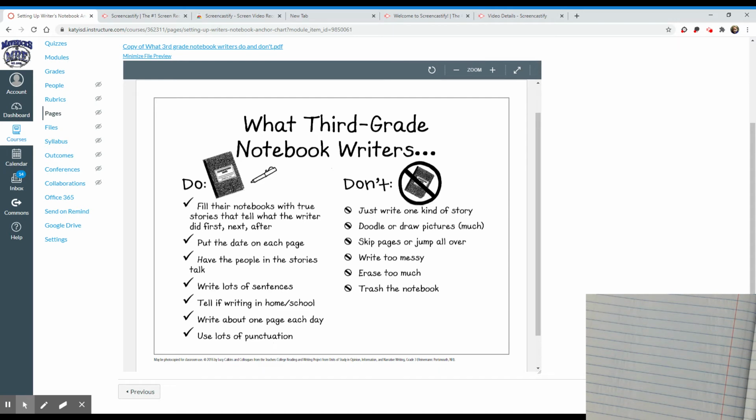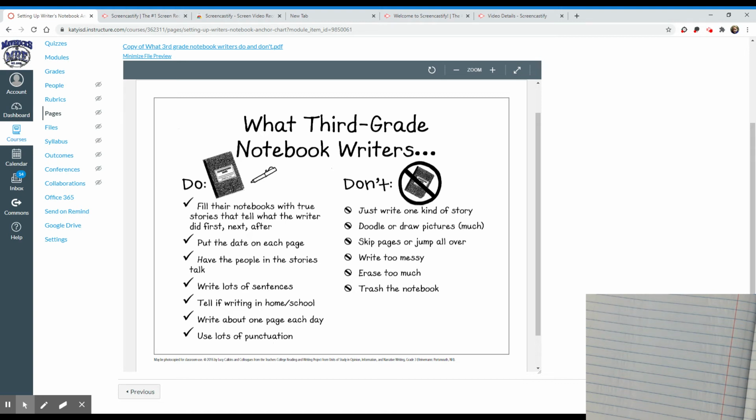So some things that we don't want to do with our notebook, and some of these are super obvious, but just to share with you or review. Guys, sometimes we write about just one thing. If I'm really into Roblox, every single story I write might be about Roblox. And it's not that I don't want to hear about Roblox. I just want to know who you are as a writer as a whole. You might be able to share a few stories about Roblox, but I want to hear other stories about you and your life also.